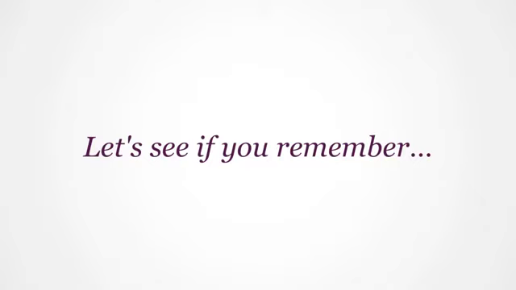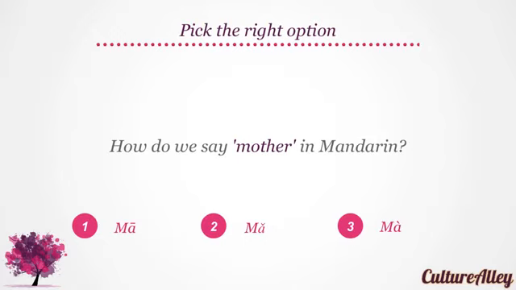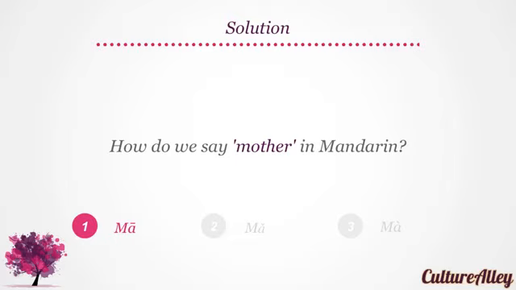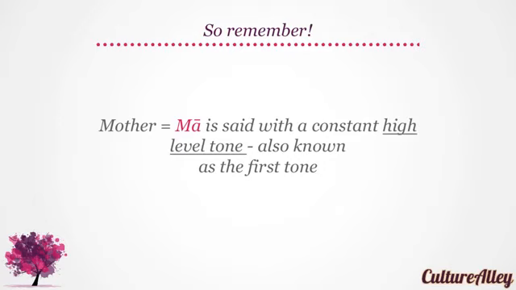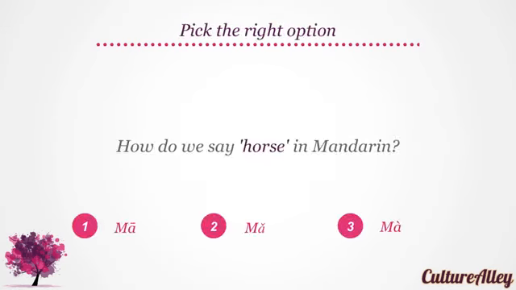Alright, it's quiz time. Let's see if you remember all that we've covered till now. How do we say mother in Mandarin? Will you say ma or ma or ma? The correct answer is ma. Did you get that right? Ma. Great! So remember, mother, which translates to ma, is said with a constant high-level tone, also known as the first tone.